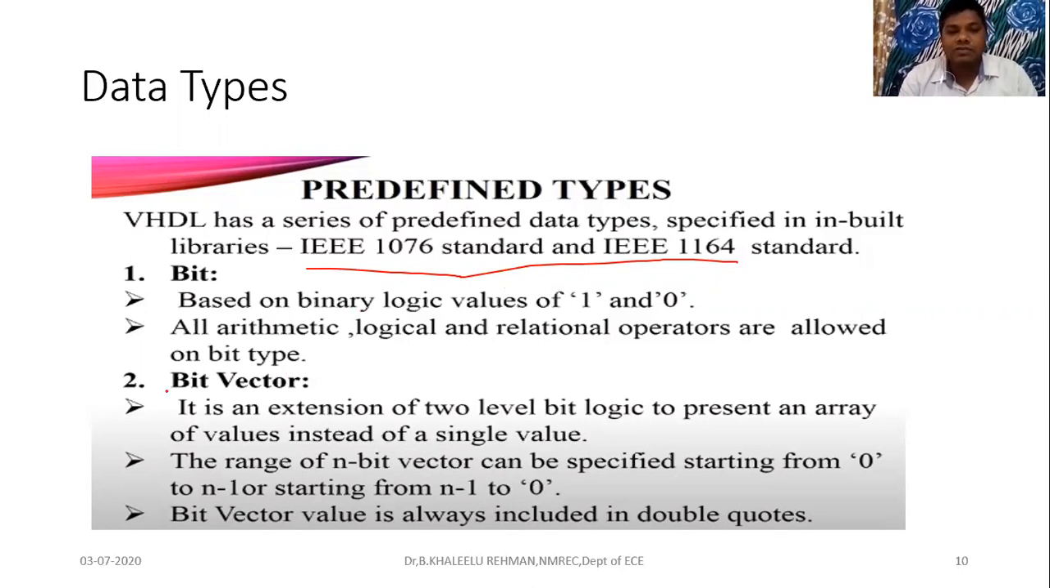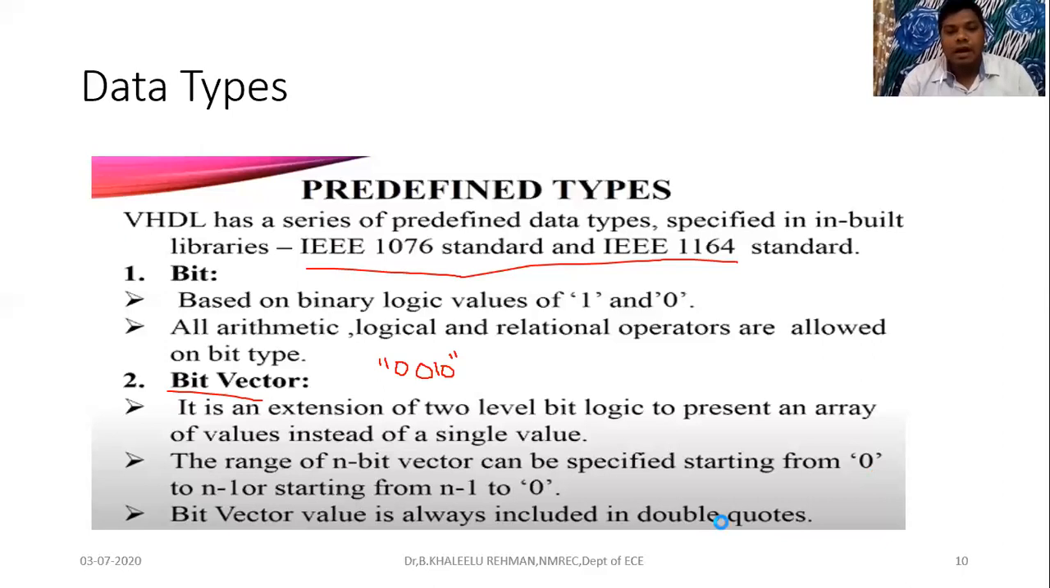If I use a bit vector, then it is multi-bit data. Multi-bit data is used in double inverted quotes. For example, if you want to write 0, 0, 1, 0, then we have to use the double inverted quotes. This is 3 down to 0, that is what is written here, 0 to n minus 1. This is 4-bit data. We will be writing 3 down to 0. This is always in double quotes.